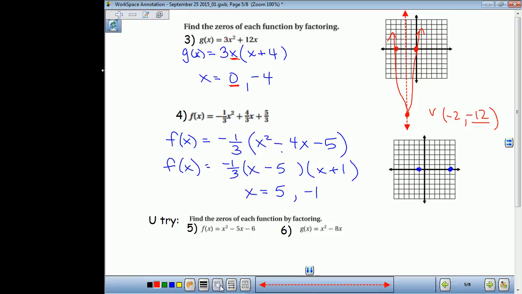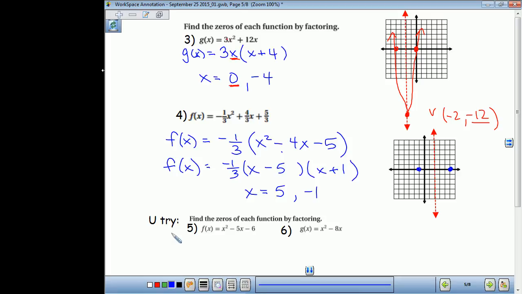My axis of symmetry would have to be halfway in between. Sometimes when we throw in the negative numbers, it's harder for us to visualize it, but negative 1 plus 5 is 4, divided by 2 is 2. When you draw it, you see it, 2.